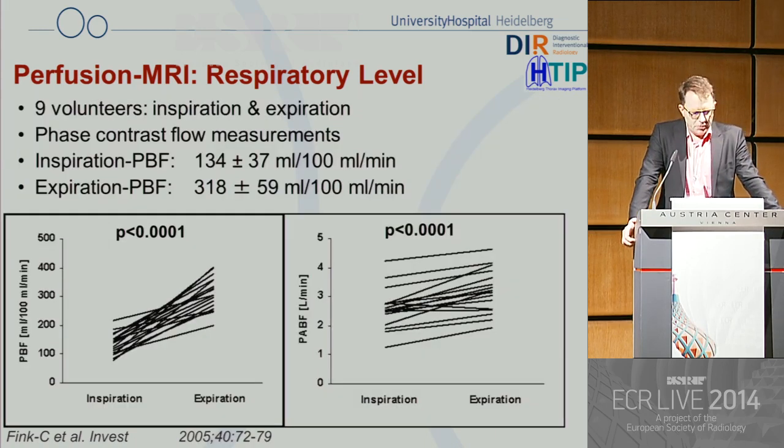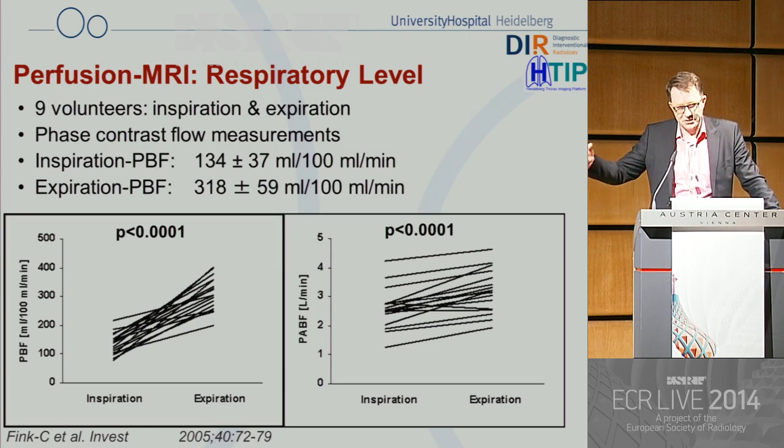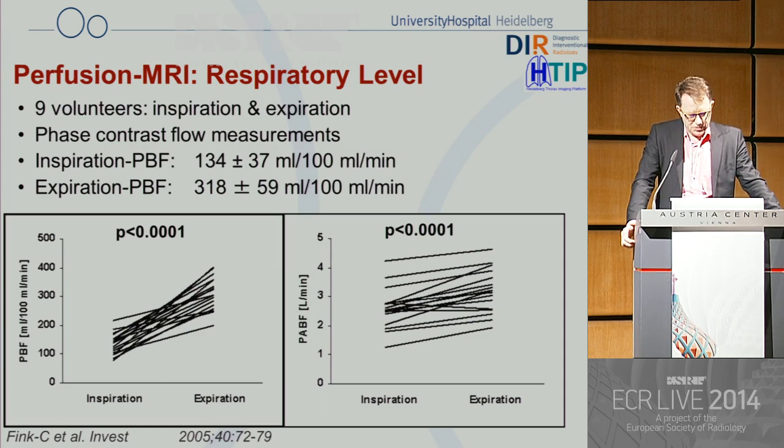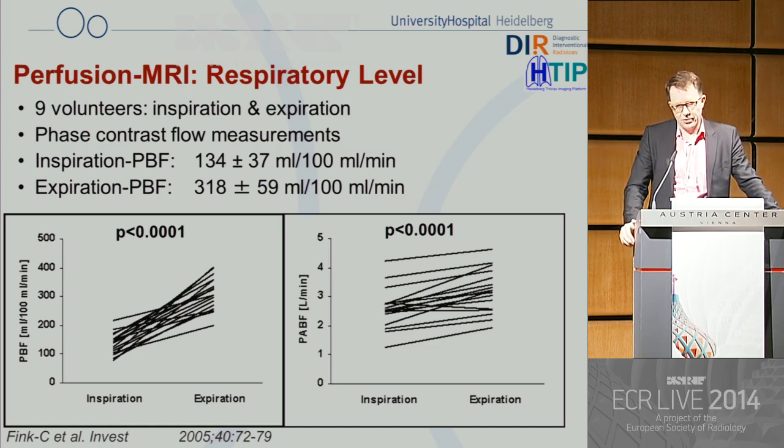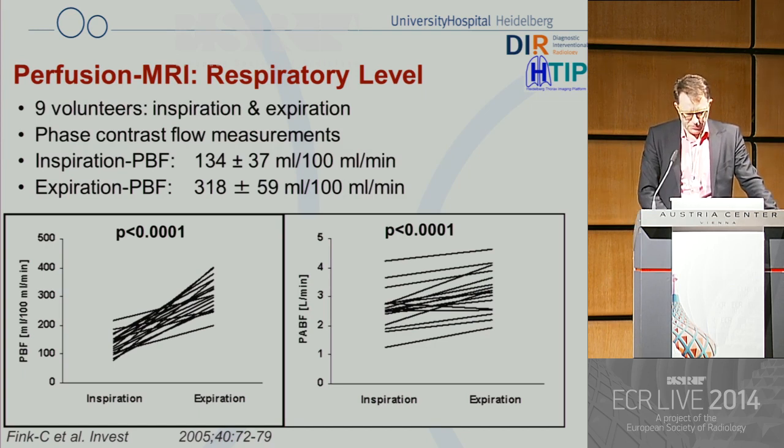We did some studies where we quantified the perfusion dependence on the respiratory level with dynamic contrast enhanced perfusion and pharmacokinetic modeling. Comparing this with phase contrast flow measurements, you can nicely see that the pulmonary blood flow and the pulmonary arterial blood flow measured by the phase contrast techniques nicely correlate, so that pulmonary blood flow goes up in expiration. And it's very important to be aware of this when you are looking at such scans or perform such measurements.